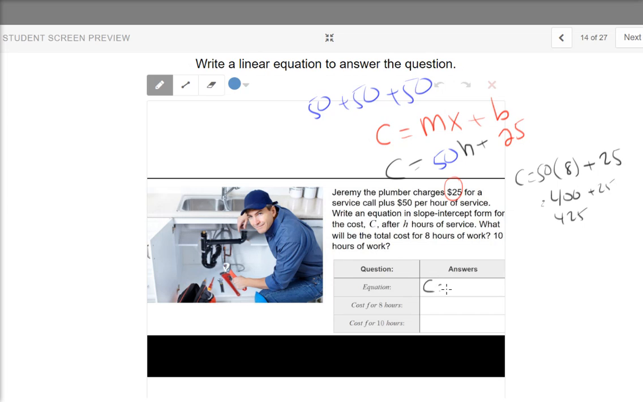The equation is going to be C is equal to 50 per hour plus 25. If he's there for 8 hours, you're going to substitute H for 8 hours, and it's going to be 425. What about if he's there for 10 hours? The cost for 10 hours is going to be 50 per hour times 10 hours plus 25. So if he charges 50 and he's there for 10 hours, he's going to charge us 500, and then plus that 25, so he's going to charge us 525 bucks for 10 hours, which is right here, 525. Okay, so this is number 14.